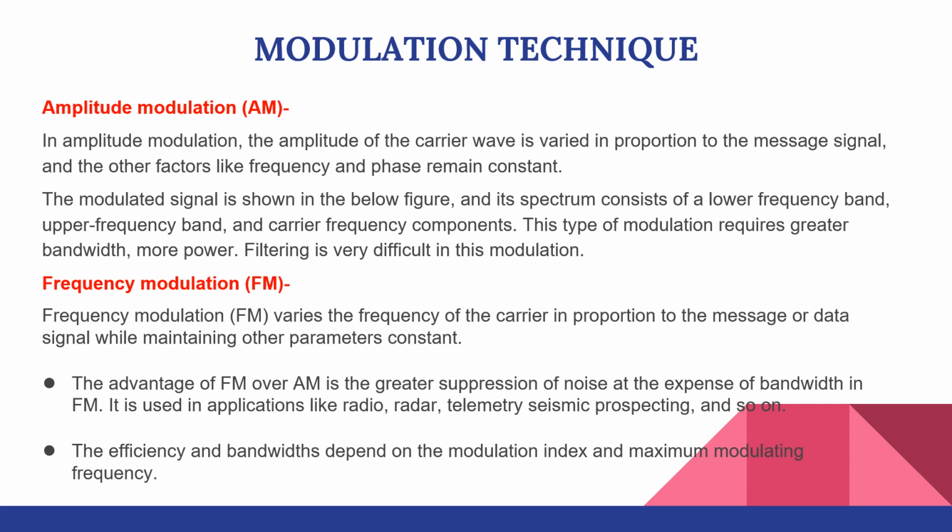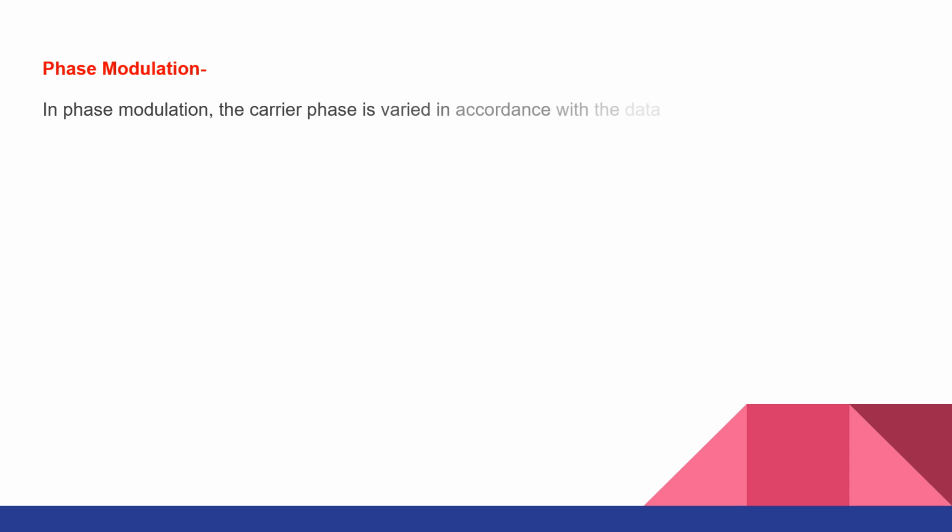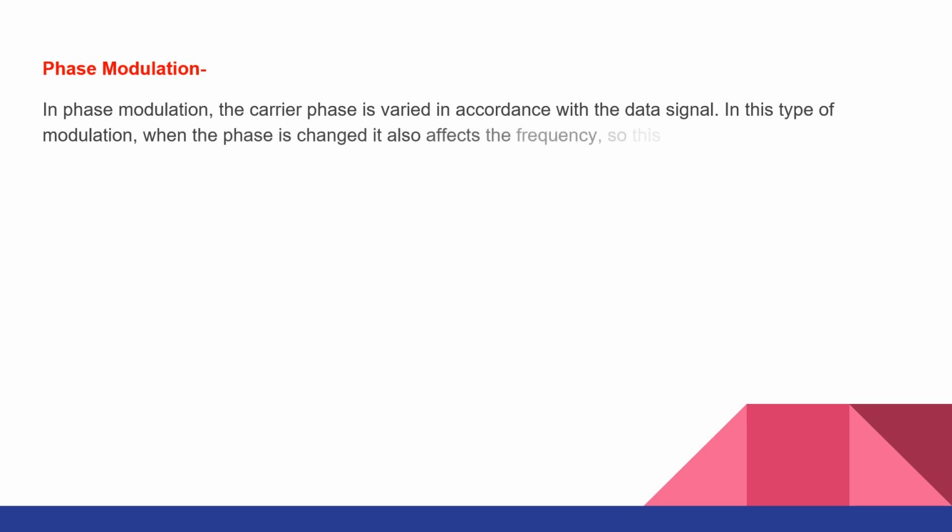Now, the third one, phase modulation or PM. In phase modulation, the carrier phase is varied in accordance with the data signal. In this type of modulation, when the phase is changed, it also affects the frequency. So, this modulation also comes under frequency modulation.